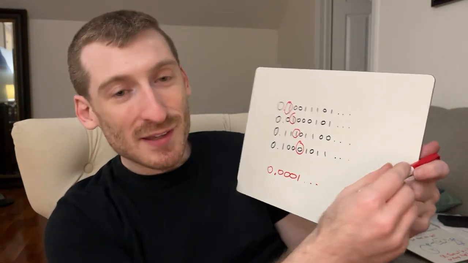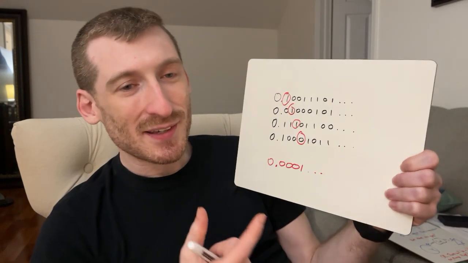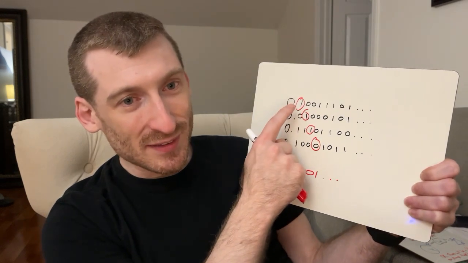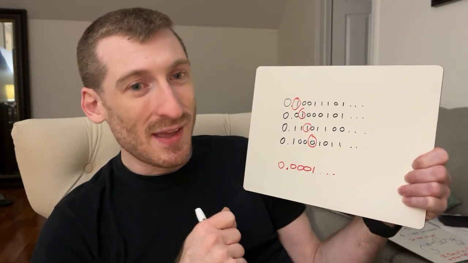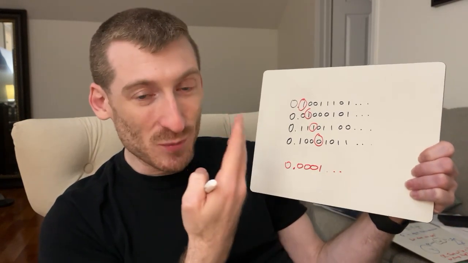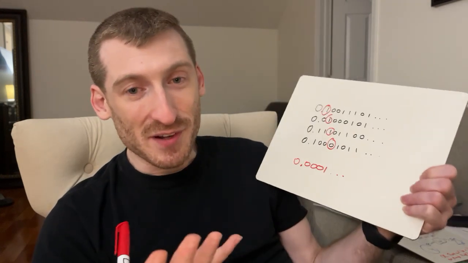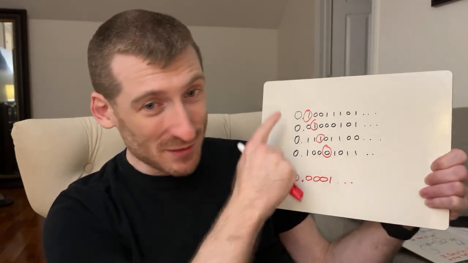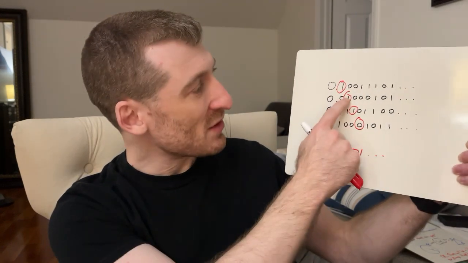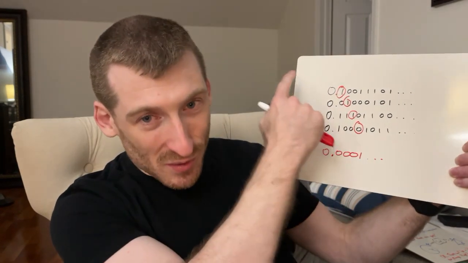So in other words, what we can do is create a number that disagrees with each of the numbers on the list in one place. And since it disagrees with every number in at least one bit, we know it's not on the list. And there was nothing special about these numbers. I could have done that with any list of numbers. Whatever you have here, flip it. Whatever you have here, flip it. So just go along the diagonal and flip everything, and that will guarantee a number that's not on the list.